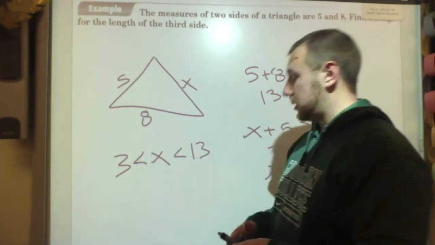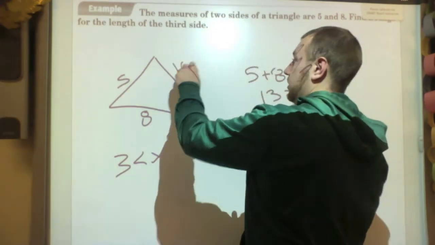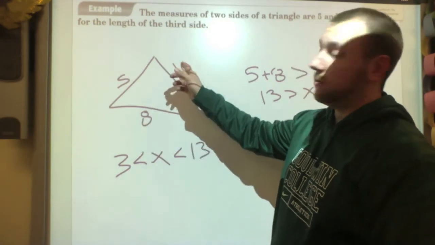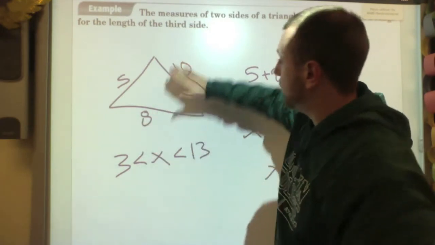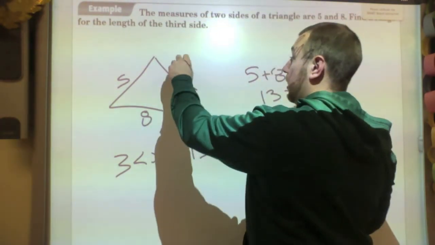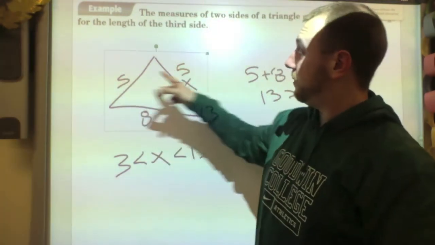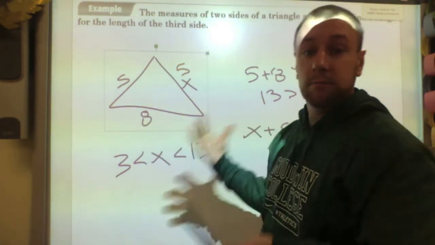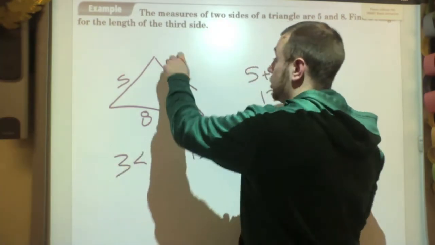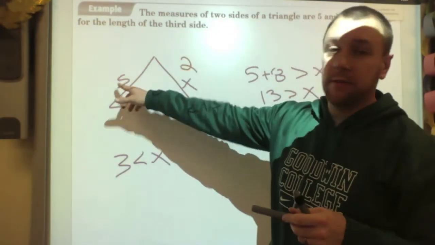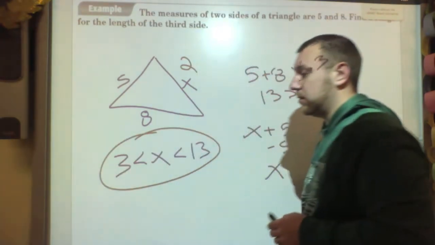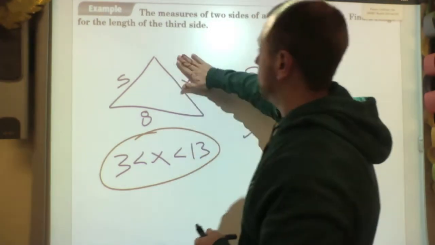So let's say I choose this to be 10. Well, 5 plus 8 is greater than 10. Let's say it is 5 again. 5 plus 5 is greater than 8. Boom. But if I choose a number like 2, well, 2 plus 5 is not greater than 8, so it won't form a triangle. So these are the values that will get me a triangle.